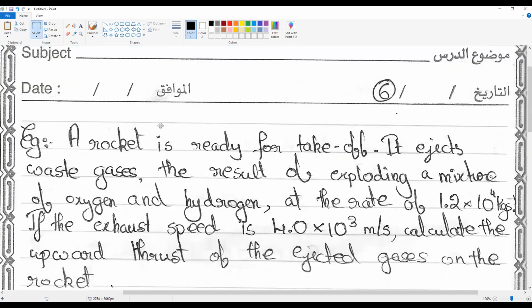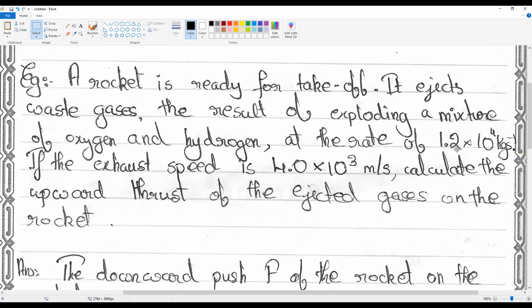Okay, a rocket is ready for takeoff. It ejects waste gases, the result of the exploding of a mixture of oxygen and hydrogen, at the rate of 1.2 into 10 to the power 4 kg every second. So what is the rate at which it is putting the gases out? 1.2 into 10 raised to 4 kg every second. Find that. If the exhaust speed is 4 into 10 to the power 3, calculate the upward thrust.